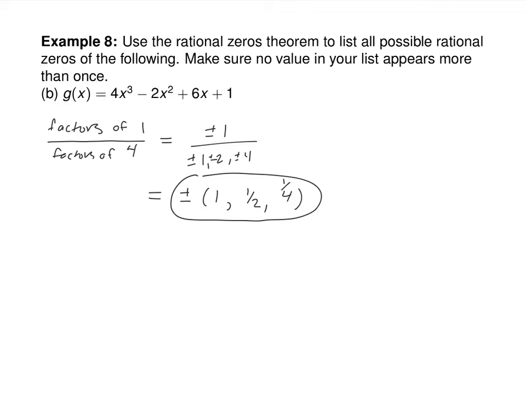Yeah, and I'm not. Okay, so 1, 1/2, and 1/4. Does that make sense? And if you want to save yourself some writing, you can put the plus minus out in front of all of them. So that's only 6 possibilities, right? Okay.